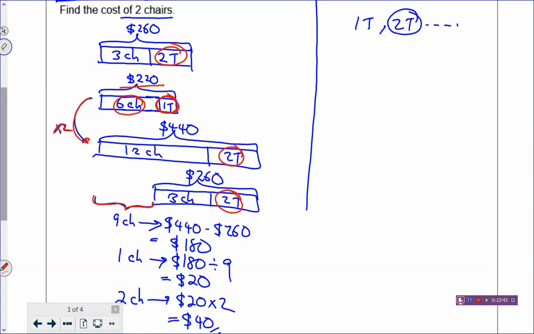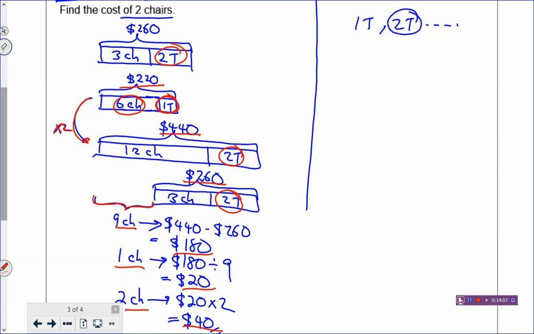Alright, and there's also a difference of $180. You take 440 and you minus 260. That will give you a difference of $180, which is also the same as 9 chairs. And then you can find 1 chair already. And once you can find 1 chair, right, what happens? You can find 2 chairs already. And that's how you solve the problem using model drawing.